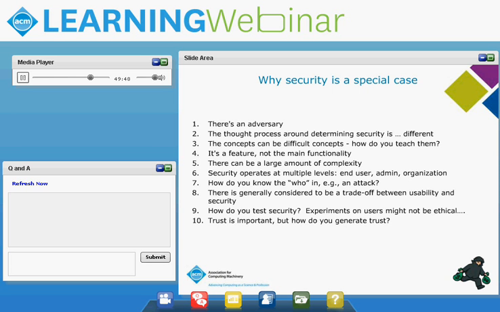For example, when people were testing spam and phishing, and do people actually respond to these? Well, is it ethical to attack users with a phishing scam and see how they respond? And finally, trust is very important from the society side. But how do you generate trust in your systems?